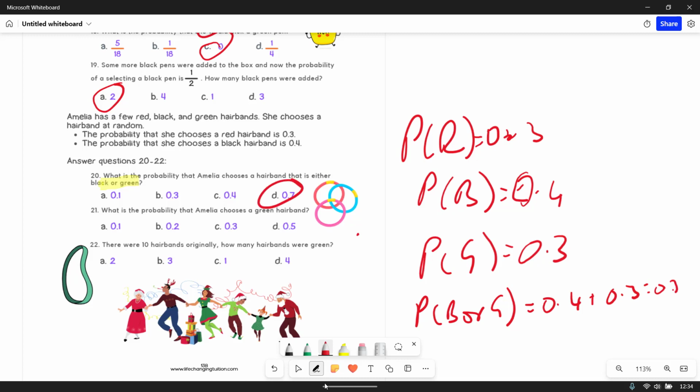23. 21 was the probability of a green hairband. Well, that's 0.3. There are 10 hairbands originally. How many green bands were there? So you do 10 times the probability, which is 0.3, which equals 3. So 22 is 3. Okay, great.